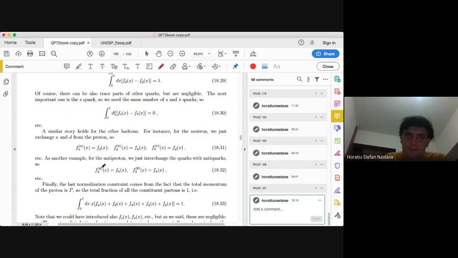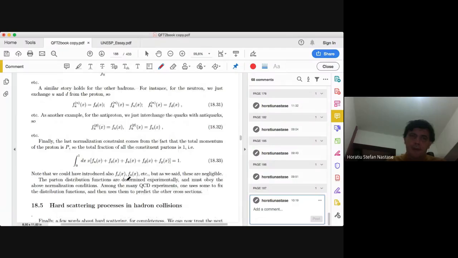Also, another example is the antiproton. I just exchange U with U bar and D with D bar and S with S bar. So F U bar for the antiproton is FU for the proton, and FU for the antiproton is FU bar for the proton, and so on.